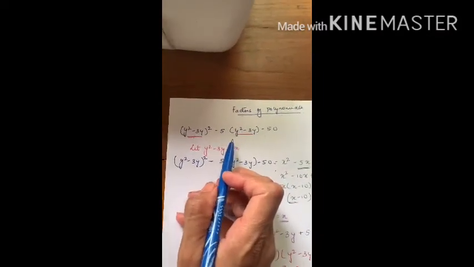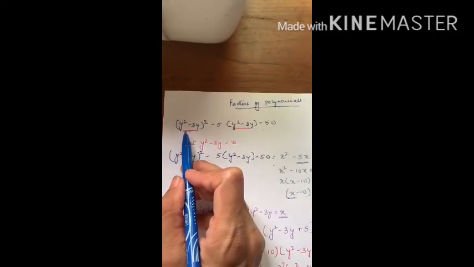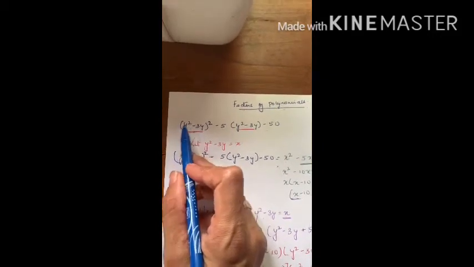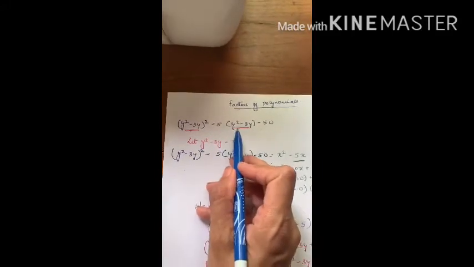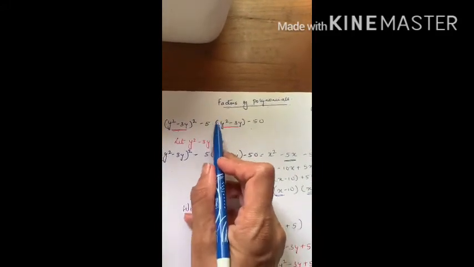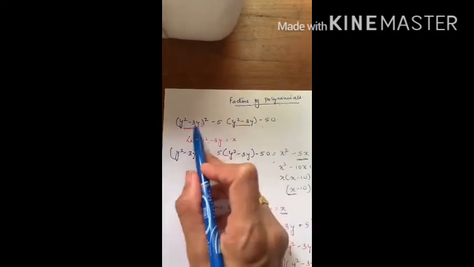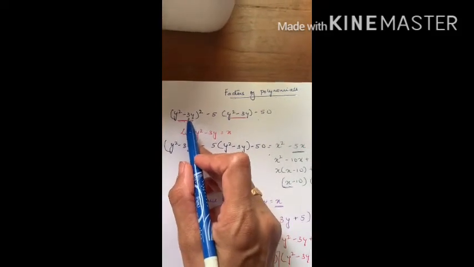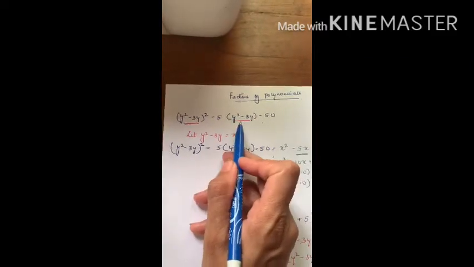For this, dear students, kindly see the given polynomial. The given polynomial is (y square minus 3y) whole square minus 5 into (y square minus 3y) minus 50. So when you observe, you have y square minus 3y as common. Here also you have and here also you have. I have just underlined it with the pink pen.